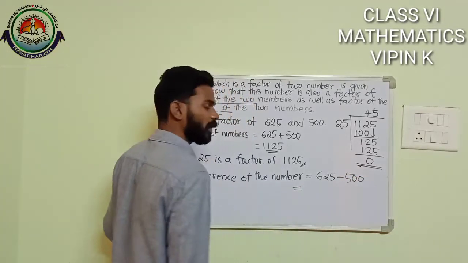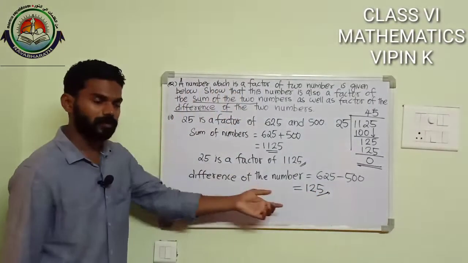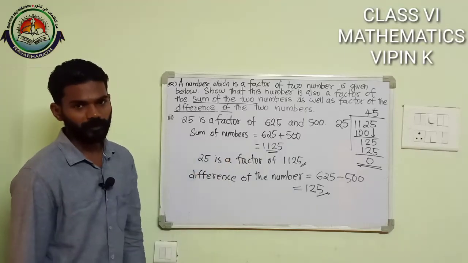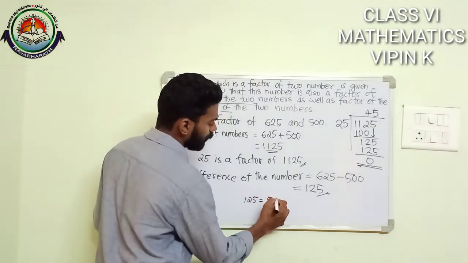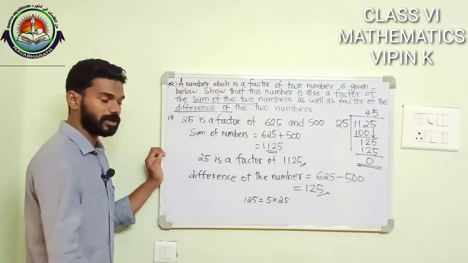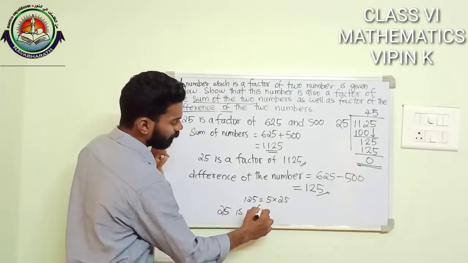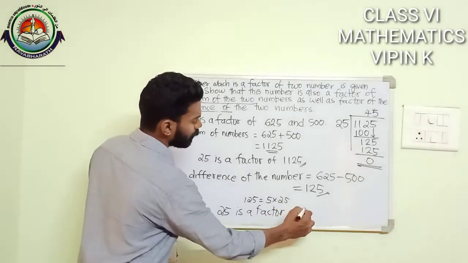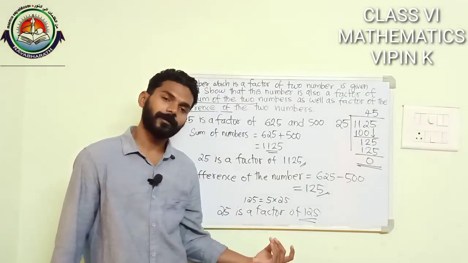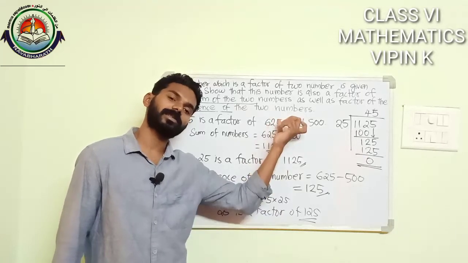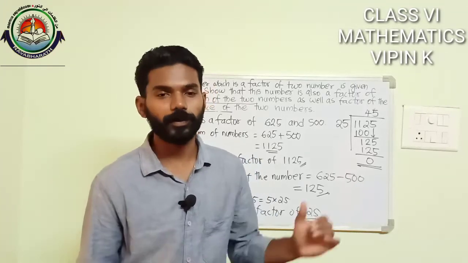Can you tell me first what would be the answer? It would be 125. On subtracting, you would get simply the answer 125. And you know that 125 can be written as 5 into 25. So it is divisible by 25. Or we can say that 25 is a factor of 125. So what we have done is that we just proved that 25 is a factor of both the sum as well as the difference of the two given numbers. Okay, I hope you are clear.